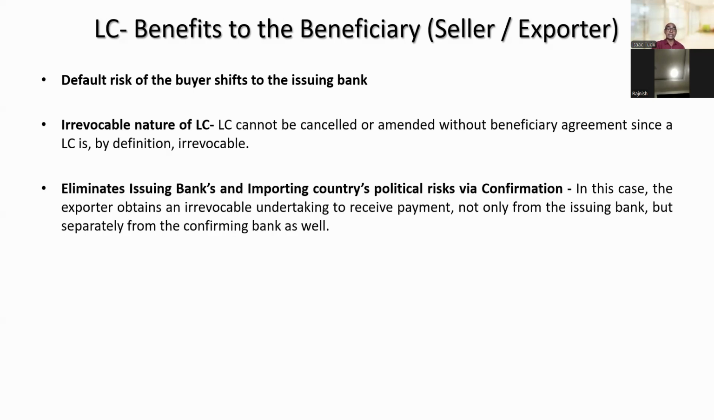The next is it eliminates the issuing bank's and importing country's political risk via confirmation. So if you perceive that somehow the issuing bank is not of good repute, or the country where you are exporting has some political or economic challenge, you can ask that LC to be confirmed by a local bank, an Indian bank. In that case, the exporter obtains an irrevocable undertaking to receive payment not only from the issuing bank but separately from the local confirming bank. So that way you will be more safe.